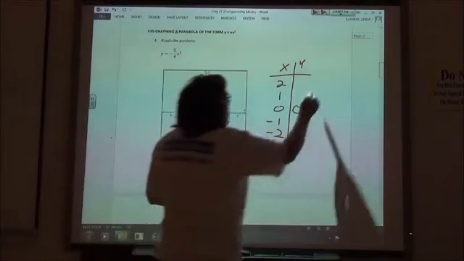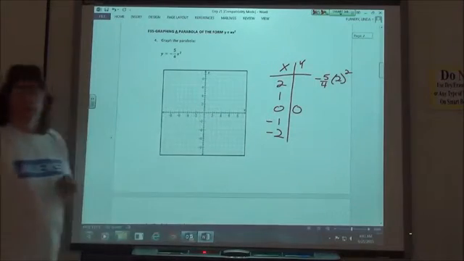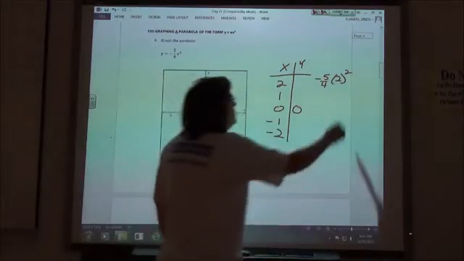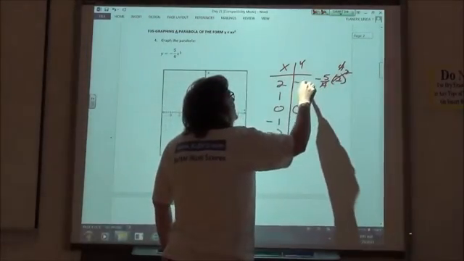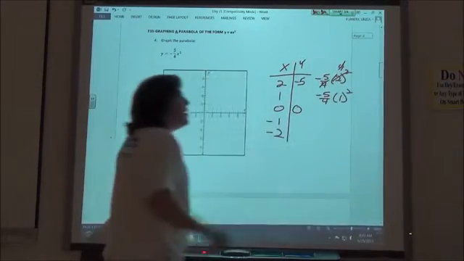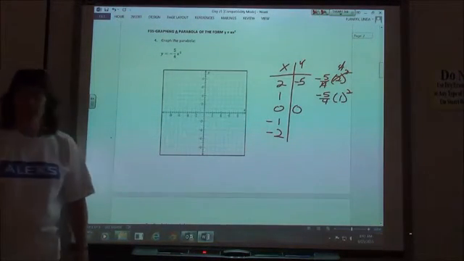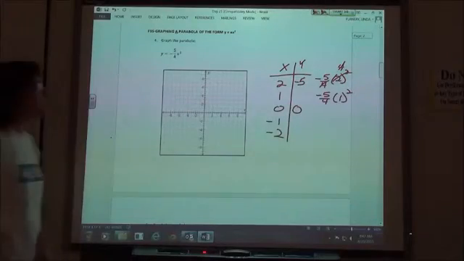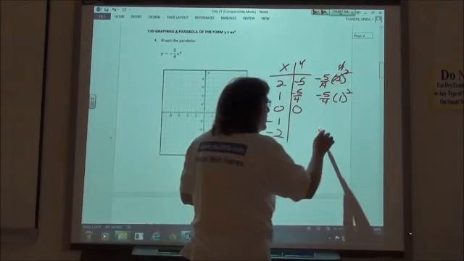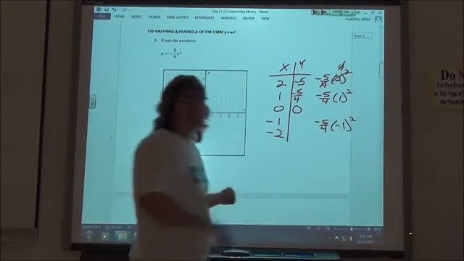So if I take -5 times my 2 squared, I would get an answer of -5. 2 squared is 4, the 4's cancel out, and we just get -5. And if I take -5 times 1 squared, I get -5, right? Because 1 squared is 1, so I still just get the -5. We already know the 0 is going to give us 0. You could figure it out if you wanted to, but it'll give you 0.